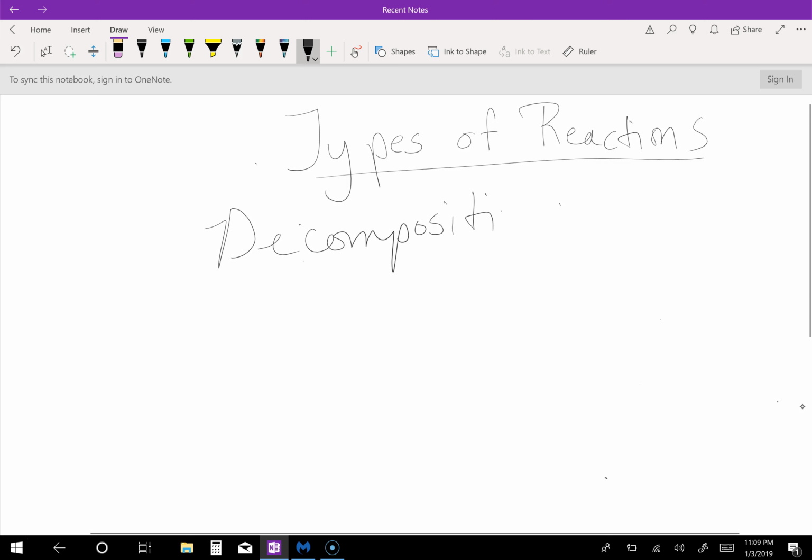Decomposition reactions are just what they sound like. We know that decomposing things break apart, so a decomposition reaction will be represented by a compound, AB, that becomes two or more compounds or elements.